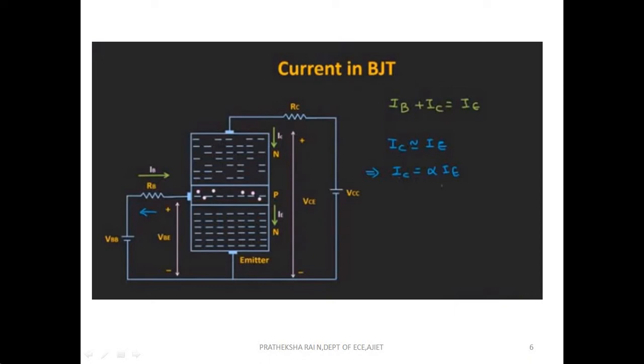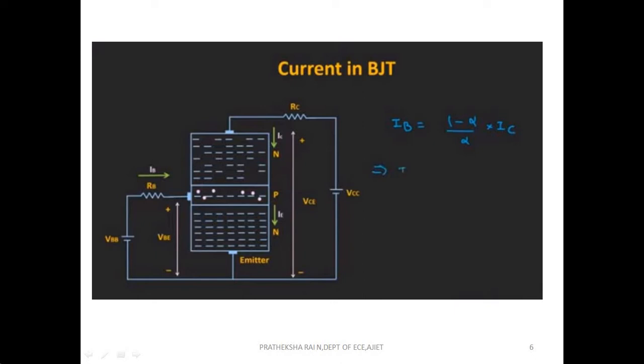Now if we put this value of IC in this expression, then we can say that the base current IB plus alpha times IE is equal to IE. That means the base current IB is equal to 1 minus alpha times the emitter current. And once again, if you put the value of IE in terms of the collector current, then we can say that the base current IB is equal to 1 minus alpha times IC divided by alpha. That means the base current IB is equal to (1 minus alpha) divided by alpha times the collector current.